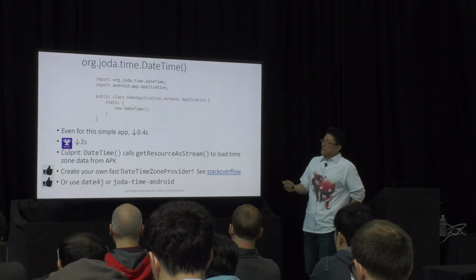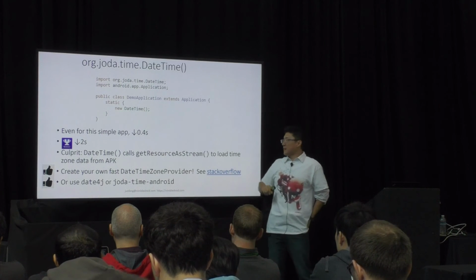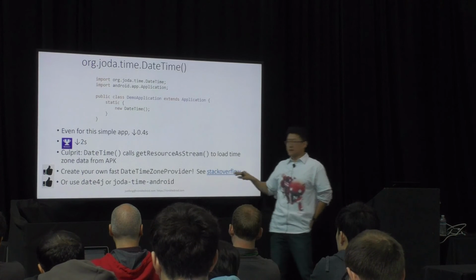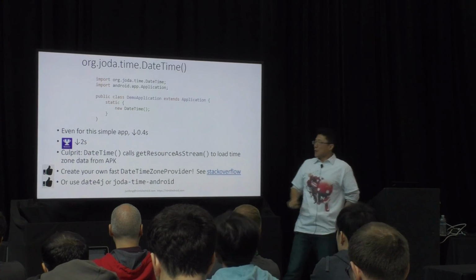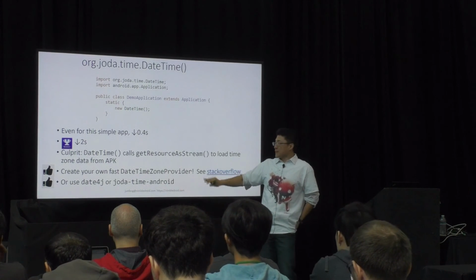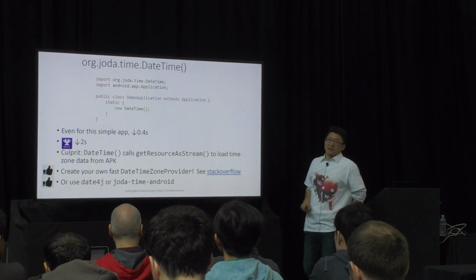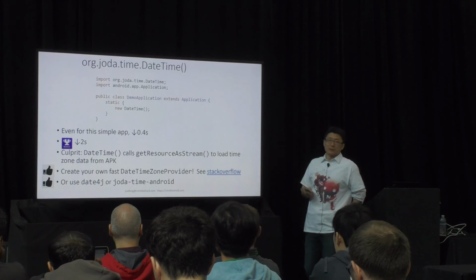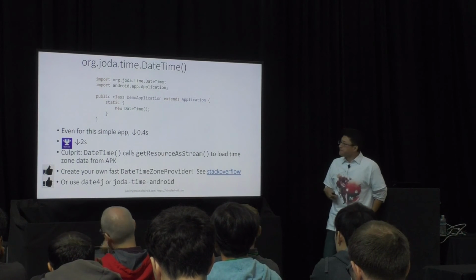And how do you fix this problem? Well, if you want to use Joda-Time, you can provide your own fast data time zone provider. There's a solution on Stack Overflow, or you can switch to Date4j, or use Joda-Time for Android. These solutions help you avoid the delay if you want to use the Joda-Time library.